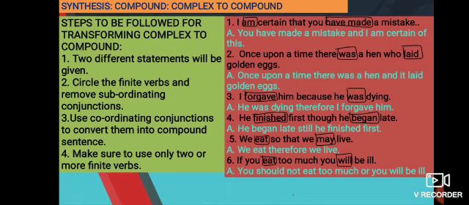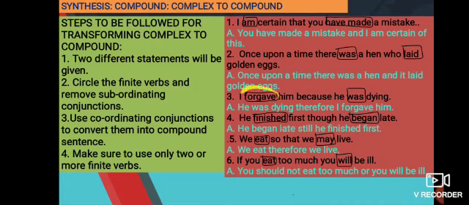Now number 1, that was already done. Number 2, once upon a time there was a hen who laid golden eggs. So again who we have replaced with and. It's just simply joining. So was and laid are the two finite verbs. Who is a subordinating conjunction that you have to change to a coordinating conjunction. So it's simply joining. So you can write once upon a time there was a hen and. Because who laid it was, I have to cut who, so I'll put it because it's a hen. It laid golden eggs.